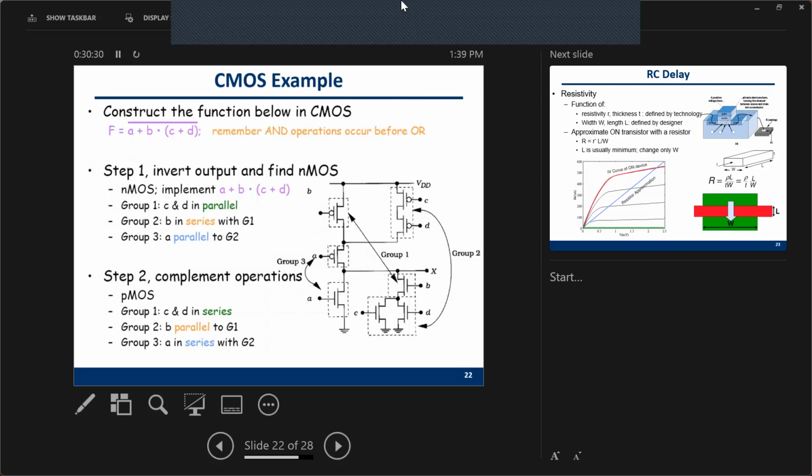So here is a more complex example. This example asks you to implement this function, which is f, and then we have A, B, C, D, 4 inputs. So in order to implement this function by NMOS and PMOS, we need to implement the pull down network and pull up network separately.